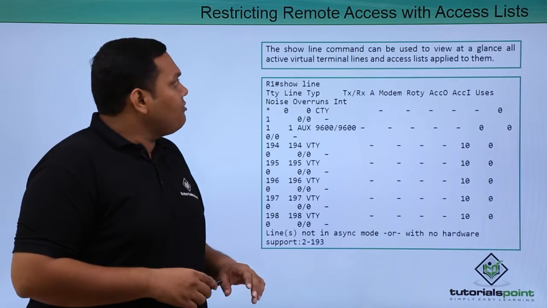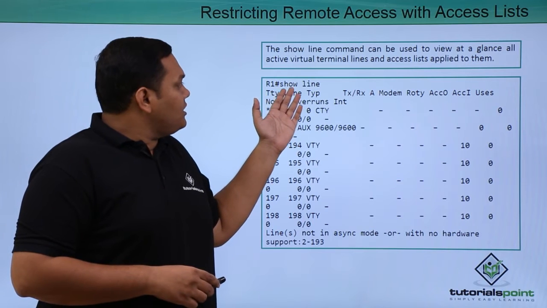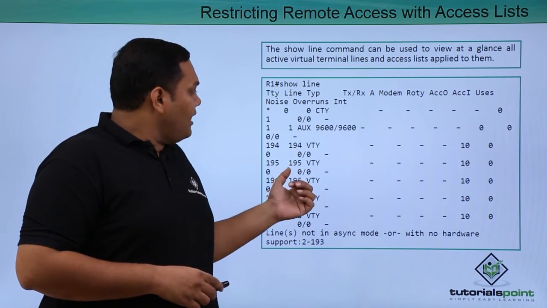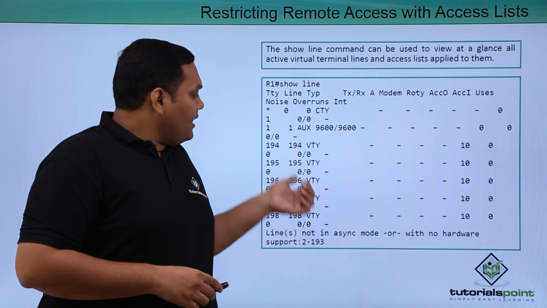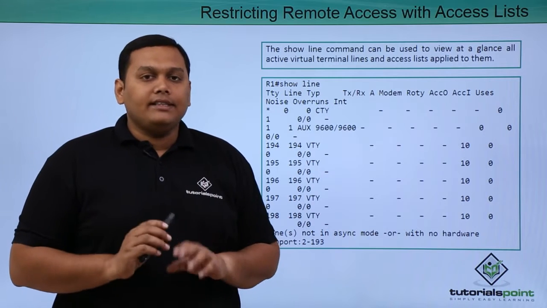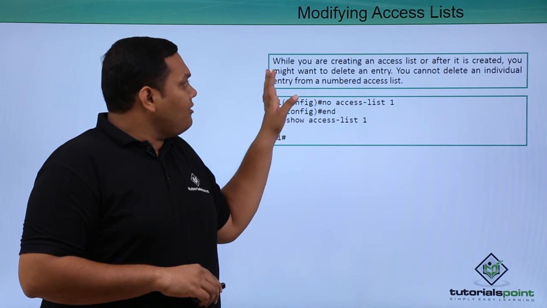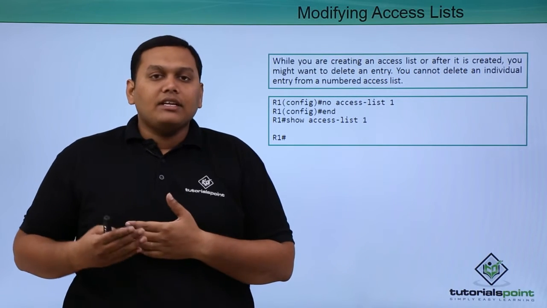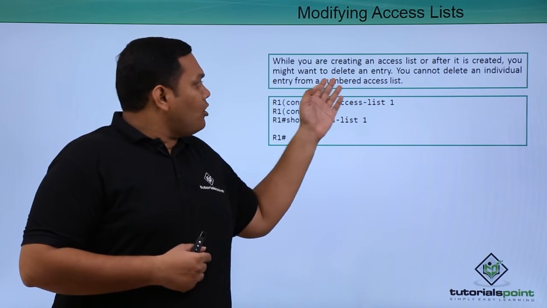Coming to modification, the show line command will clearly show you the VTY lines, and it is in asynchronous mode. So, how do we modify the access list? While you are creating an access list, or after it is created, you might want to delete an entry.